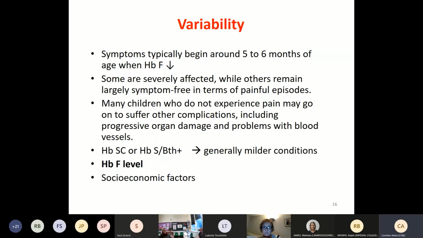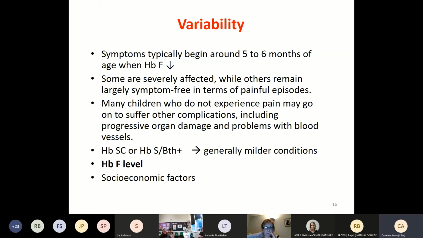Now, some children are severely affected, while some others remain largely symptom-free. However, even though the child does not experience pain, they may go on to suffer other complications. For example, a child might go on to have a stroke. Also, we find some combinations are a bit milder than the others. For example, those with hemoglobin SC or S and beta thalassaemia plus might have milder conditions than those with hemoglobin SS. However, this is variable.